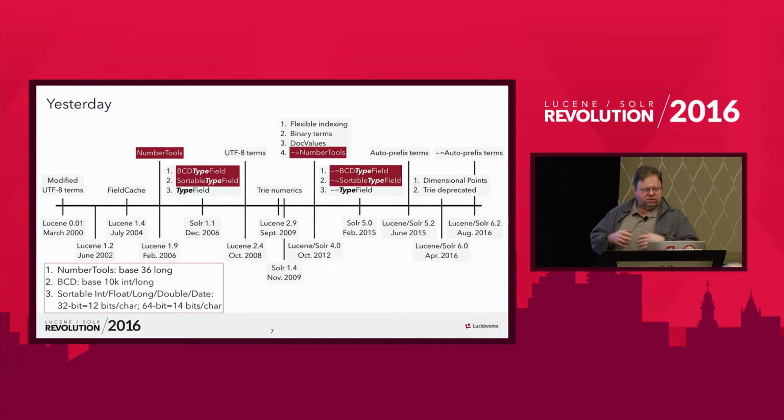And the BCD type was deprecated fairly soon to be replaced by this sortable field type, which had quite a bit better space utilization there. You can see the int, float, long, double, date, and better representation of native types. So 32-bit ints and floats were represented with 12 bits per char, and 64-bit with 14 bits per char, 3 and 5 bytes when serialized.